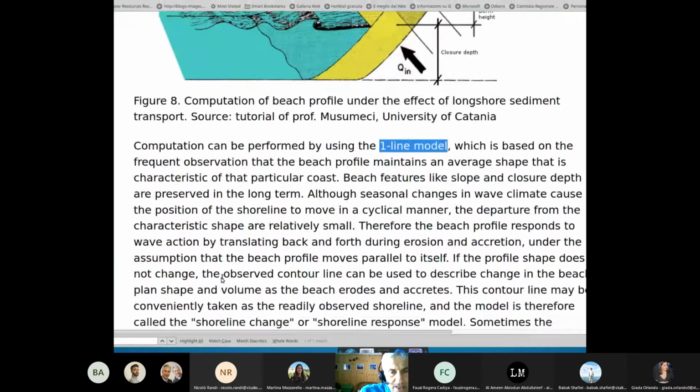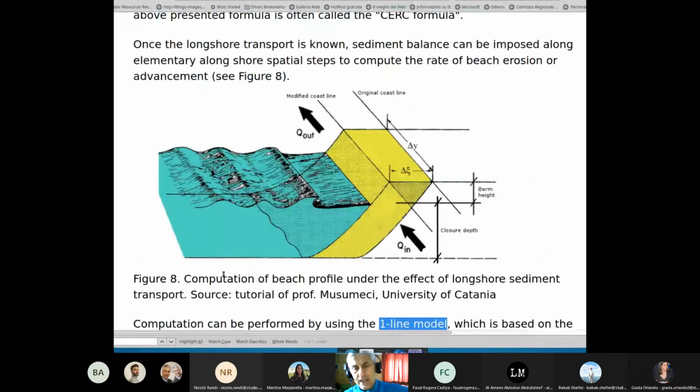Basically, this is what I had to say about the Csc formula, one-line model, and longshore sediment transport. And let me say that this is the most difficult concept that I am introducing during these 3 lectures. The remaining parts are more descriptive. Or there is another issue that I want to discuss with you, which is saltwater intrusion, which is a bit mathematical, but not as mathematical as this one.